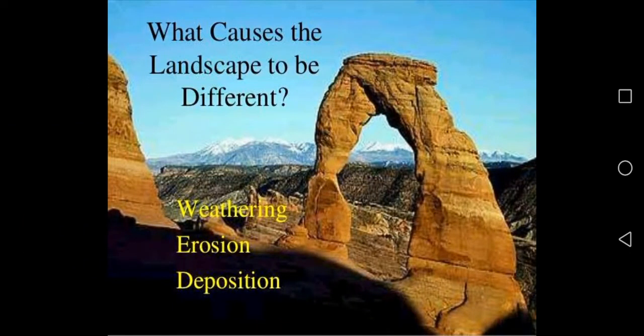Another picture you are watching here is a landscape. It was very solid and it was higher. But what happened? The weathering took place. Weathering means the breaking down of rocks. Rocks break up into a number of pieces because of high temperature as well as low temperature. Here we can take the example of the desert.